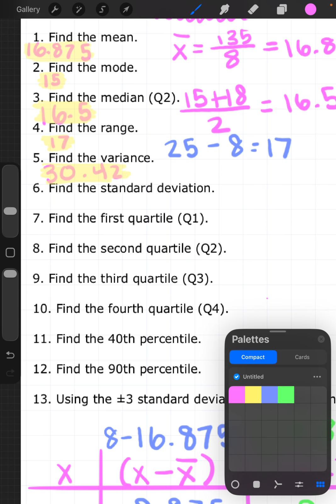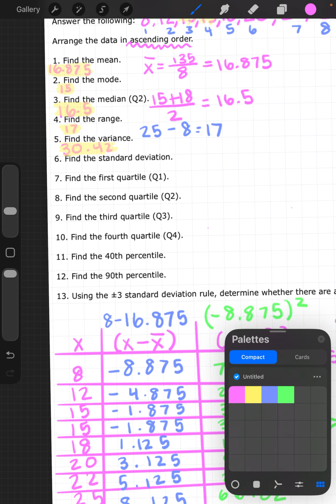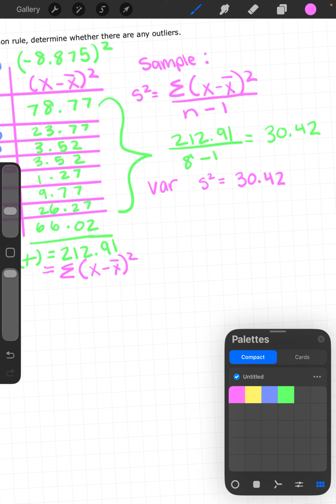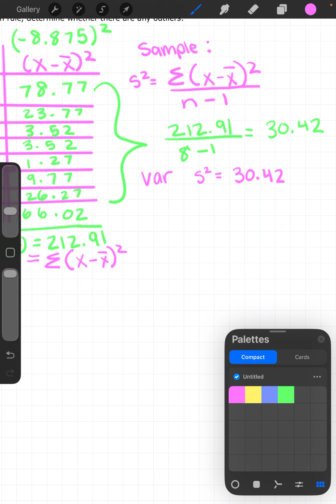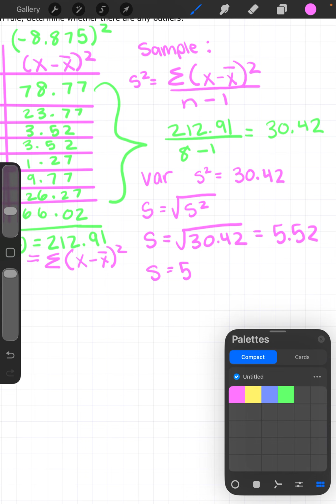Okay, and now we're gonna look for the standard deviation, and the standard deviation is just the square root, so s will be equal to the square root of 30.42, which is equal to 5.52, which is going to be our s.